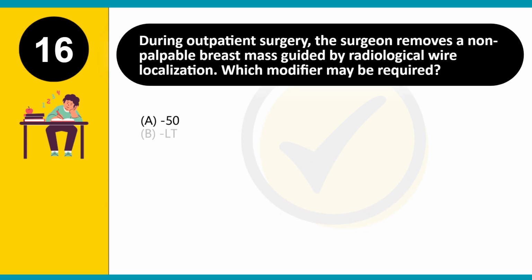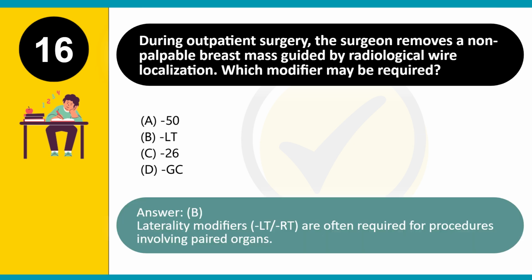During outpatient surgery, the surgeon removes a non-palpable breast mass guided by radiological wire localization. Which modifier may be required? A. -50. B. LT. C. -26. D. GC. Answer: B. Laterality modifiers, LT/RT, are often required for procedures involving paired organs.